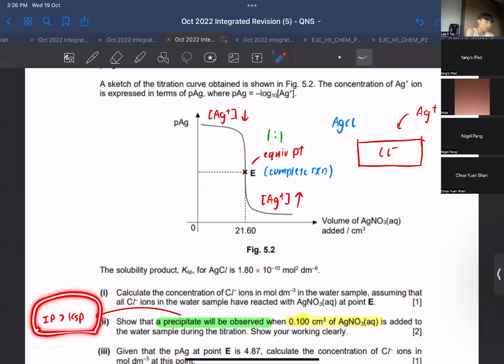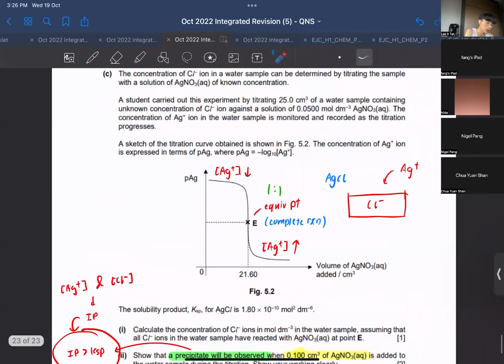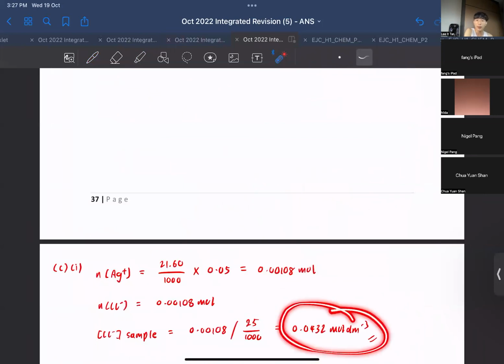So let's see what we need to prepare in our answer first. To reach this stage, I need to have the concentration of Ag+ and the concentration of Cl-, because I need both of these in order to find the IP and in order to compare IP versus KSP. So one by one, you're working backwards to see what you need. So let's look at the question. Is the concentration of Ag+ just this amount over here? And is Cl- just your previous answer over here?